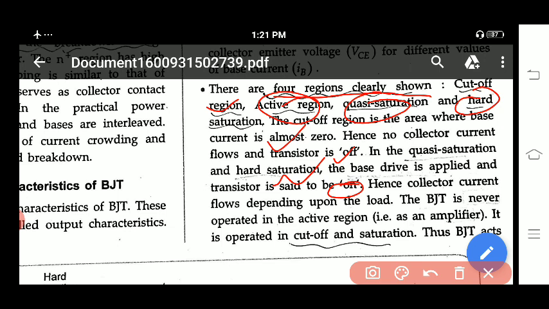Collector current flows depending upon the load. If load is less, it will flow more. It depends on load. BJT is never operated in the active region in our power electronics application because we are using BJT only as an on and off switch. We don't expect to operate BJT as an amplifier, that is in the active region. So we will use BJT only as an on and off switch.